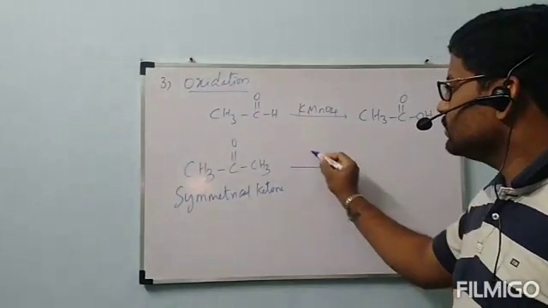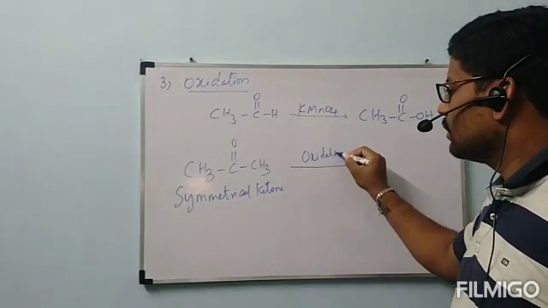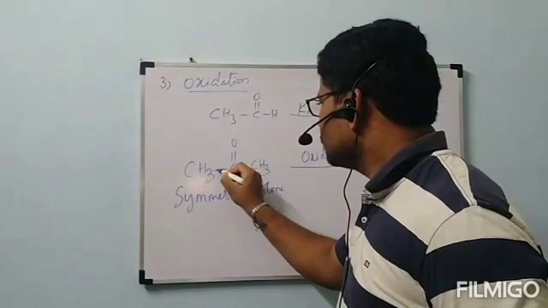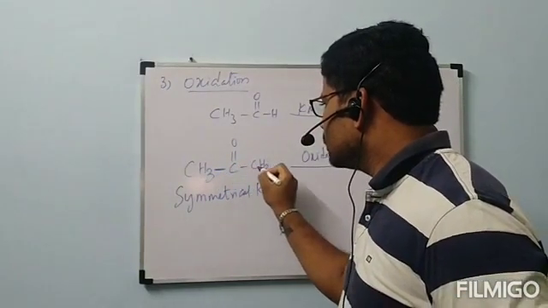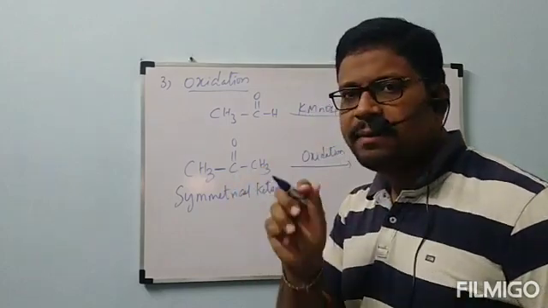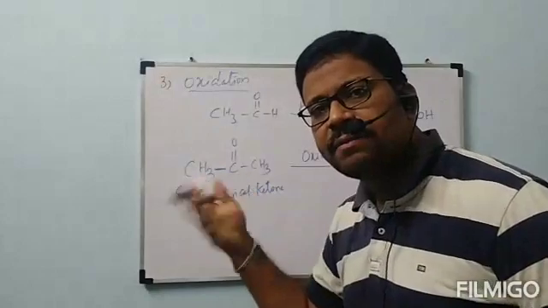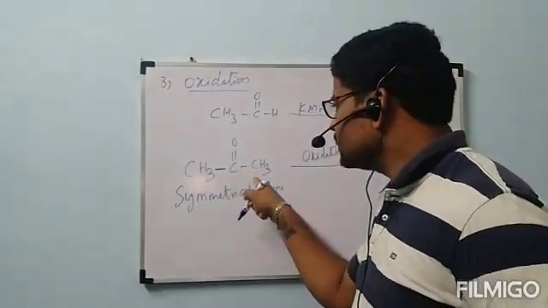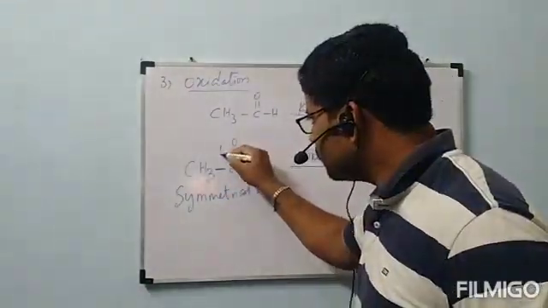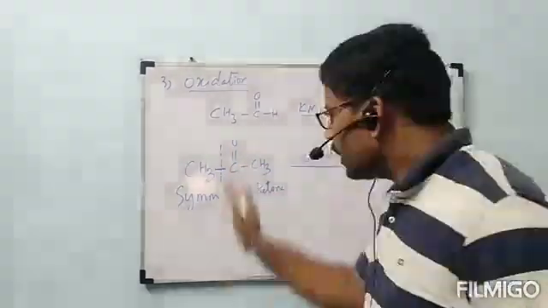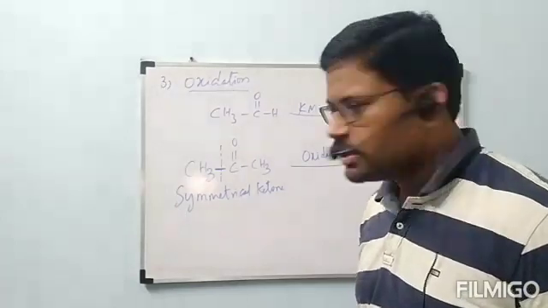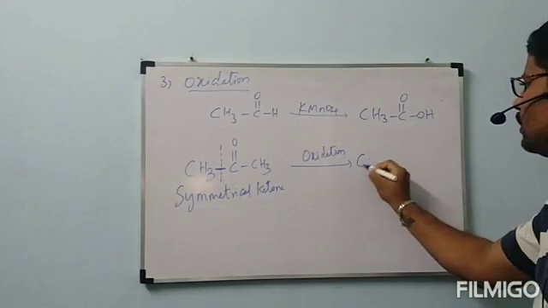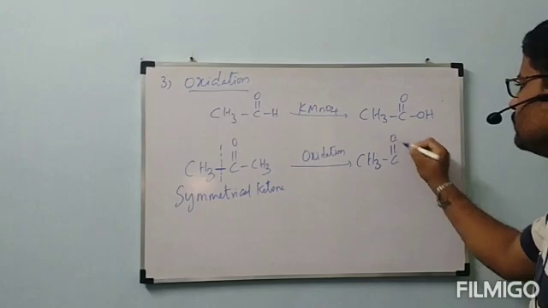If the symmetrical ketone undergoes oxidation, see, the CH3 C bond or the other CH3 C bond, any one bond will be cleaved. Here this is a symmetrical ketone, any bond can be cleaved, no problem. Now I am going to cleave this bond. After cleaving this bond, on the right side, how many carbons do we have? 2 carbons. So we will get a carboxylic acid with 2 carbons.